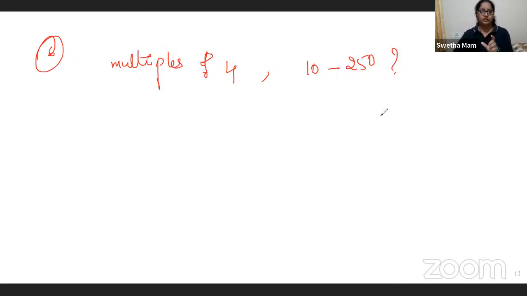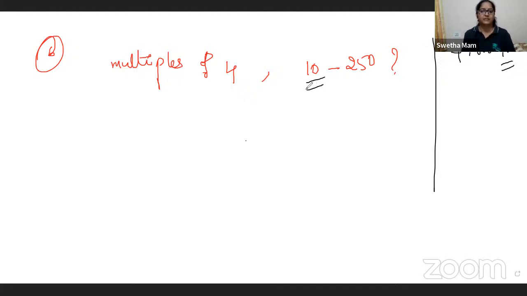how many multiples of 4 lie between 10 and 250? Okay. How many multiples of 4 come between 10 and 250? See, multiples, you know, multiples of 4. What are multiples? Just 4, 8, 12, 16. These are multiples of 4.